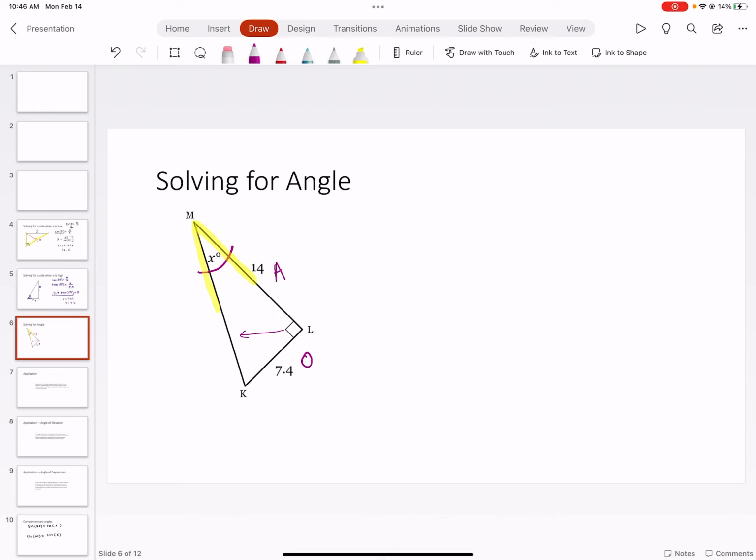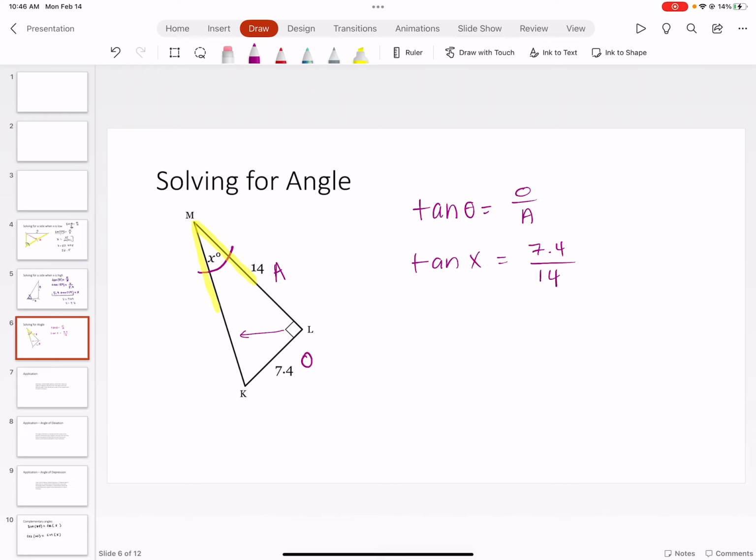So in this case, we have tangent, and tangent of an angle is equal to the opposite over the adjacent. We don't know the angle this time, so I'm just going to use the value x. And then the opposite is 7.4 over 14. The only way that you can break up the relationship between tangent and x is to do an inverse.